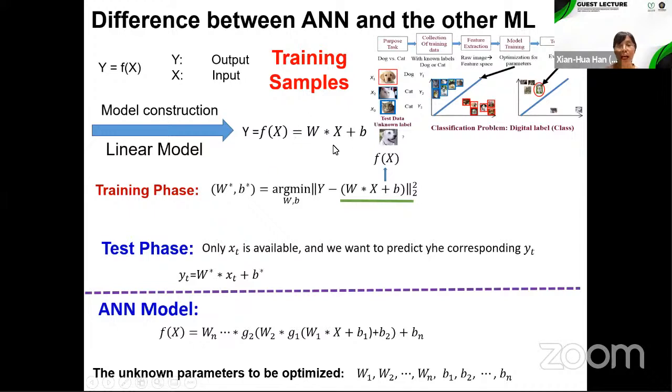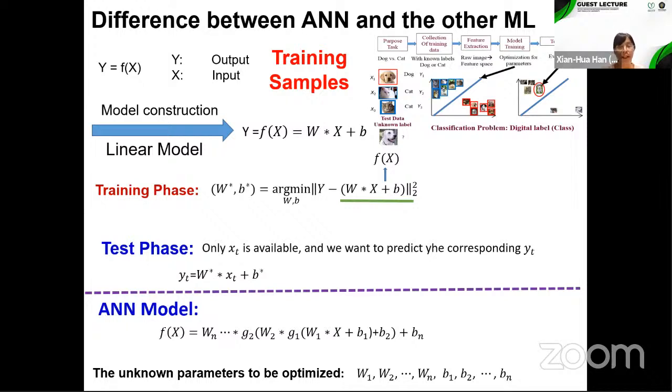In the training phase, the unknown parameters are w and b. In the training phase, we want to search and optimize w and b, so that the difference between the ground truth and the estimation made by the linear model is minimized. After minimizing this loss function, we can get the optimal W and B.